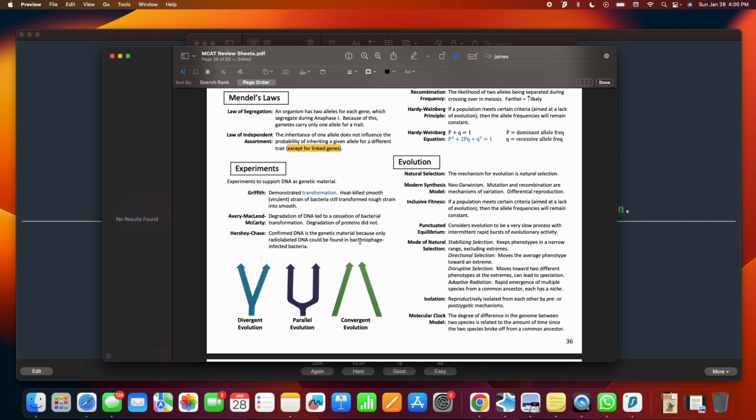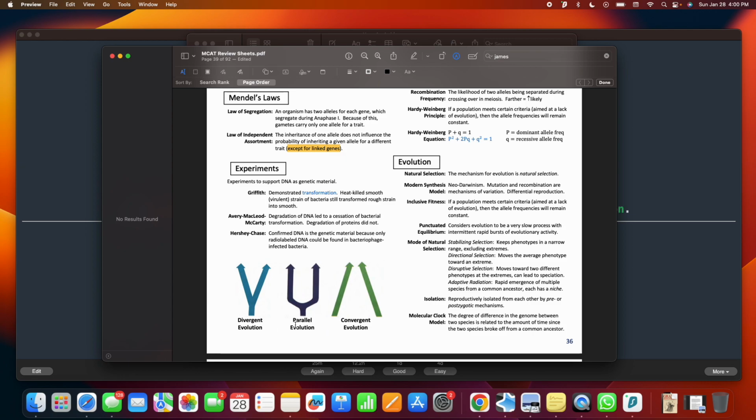So they radio-labeled everything basically, I think, and the radio-labeled DNA could be found only in bacteriophage-infected bacteria. Bacteriophages are these specific viruses that infect bacteria, and they have the tail sheath, and they inject their viral DNA into the bacteria. And when they radio-labeled it, they saw that only the DNA is transferred into the infected bacteria.